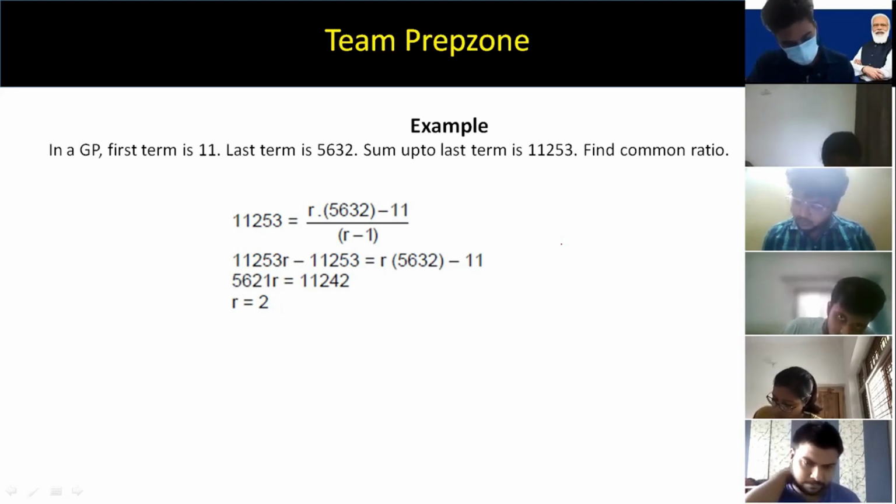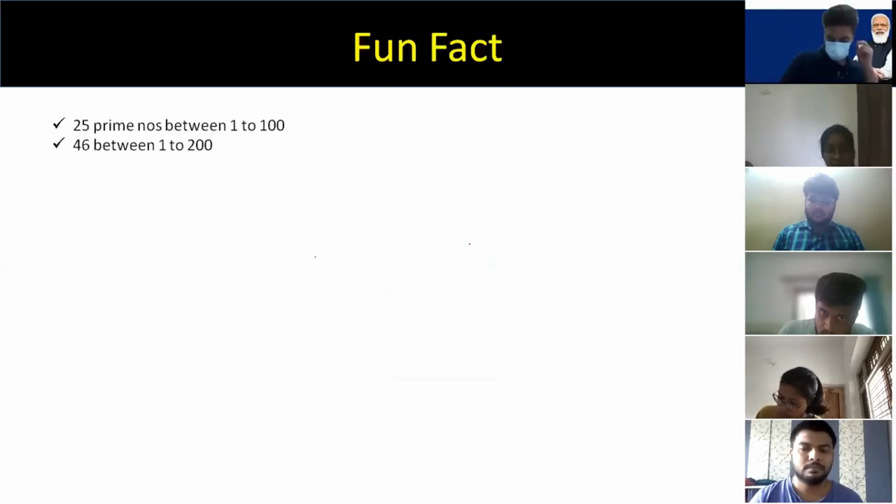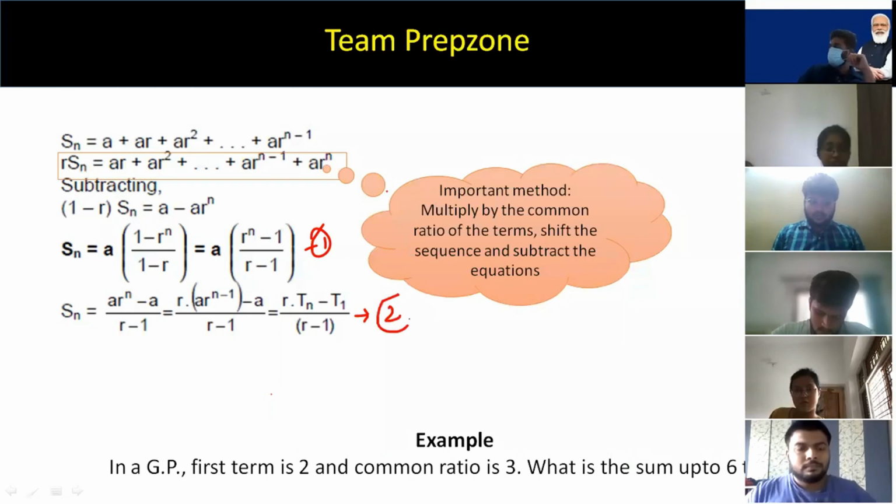Okay? Now in GP, an interesting... okay, Samriddhi. This was the second formula. The first formula was this. The second is just its variation. This is the second formula.